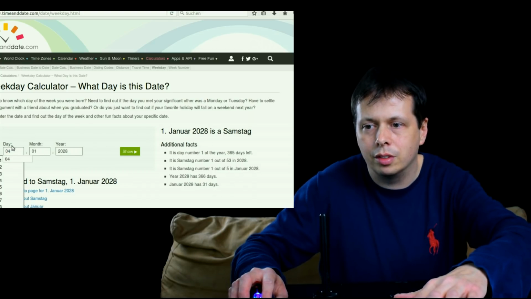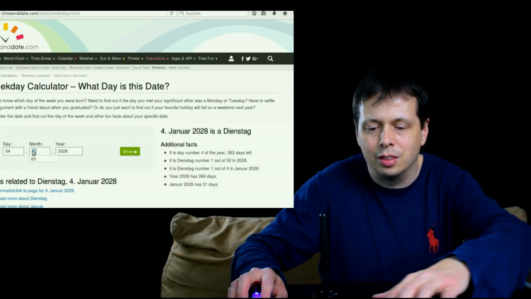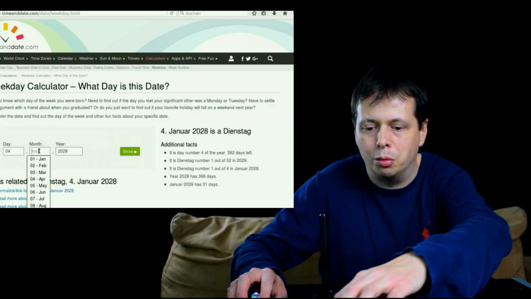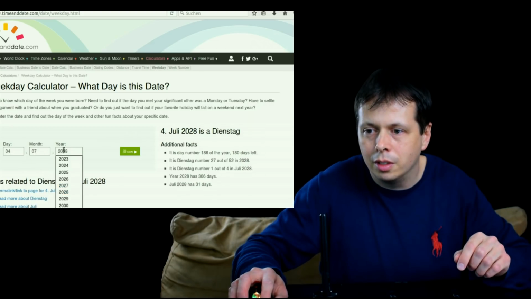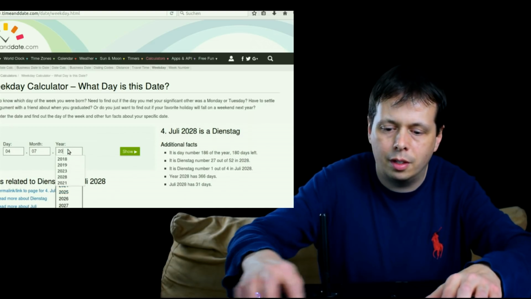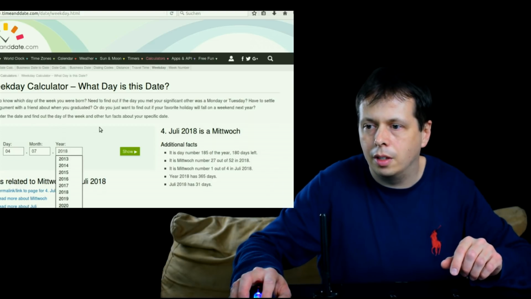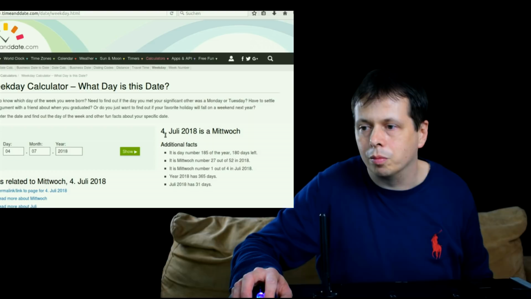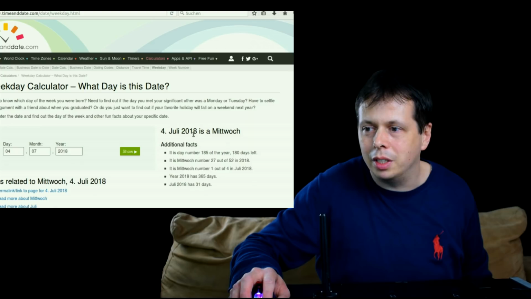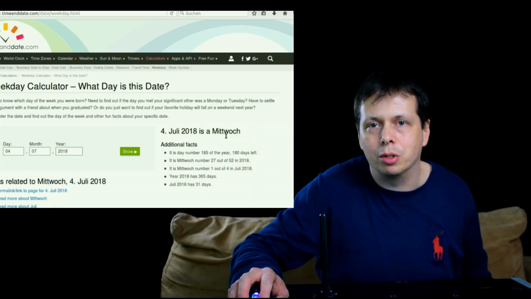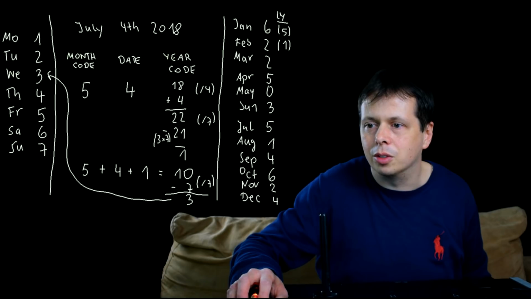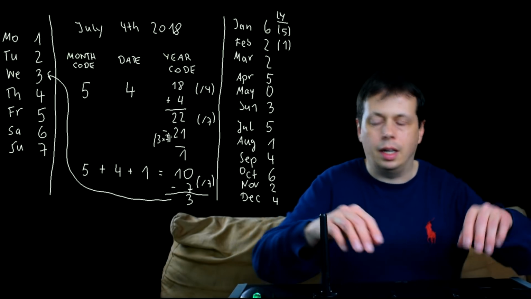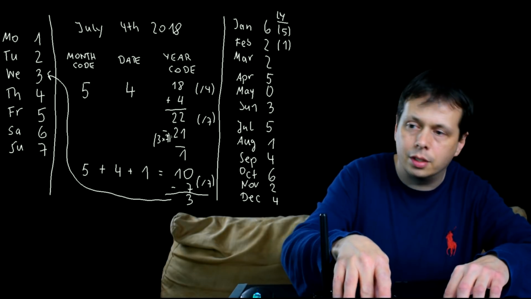So here's the day in front, so not everywhere common. The German 4th of July 2018 is a Mittwoch, and Mittwoch is in German, or in English, Wednesday. So the calculation is right, and maybe let's do another example.